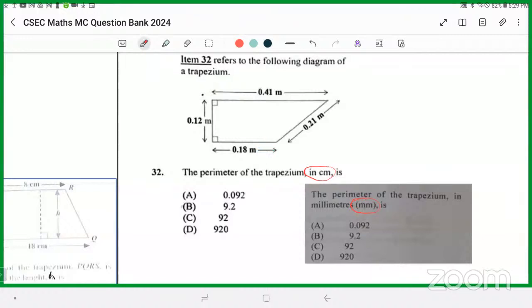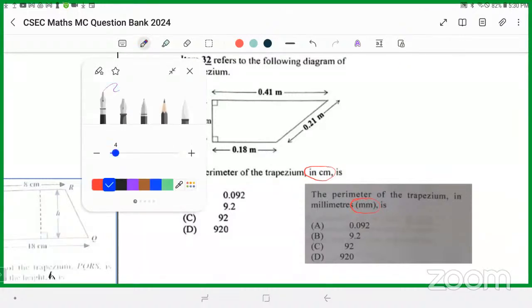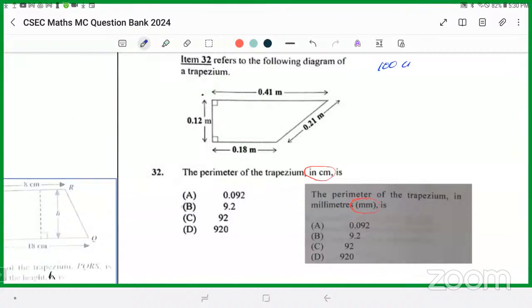All right. So you can work this one by using the fact that 100 centimeters is 1 meter. So to get these in centimeters, you basically multiply by 100. So this side will be 41 centimeters. This side will be 21 centimeters. This side will be 18 centimeters. And this side will be 12 centimeters.